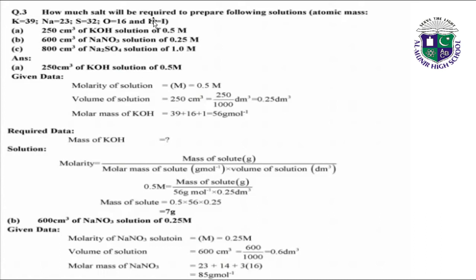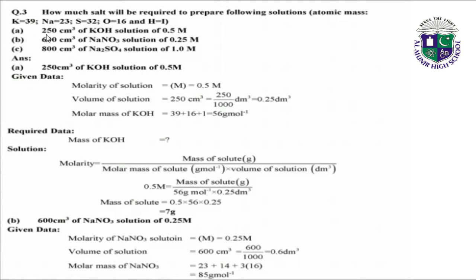How much salt will be required to prepare the following solutions? So here students, these values are given. Atomic masses of K is 39, sodium Na is 23, sulfur is 32, oxygen is 16 and hydrogen is 1. So here we have 3 parts of this numerical, A, B and C.